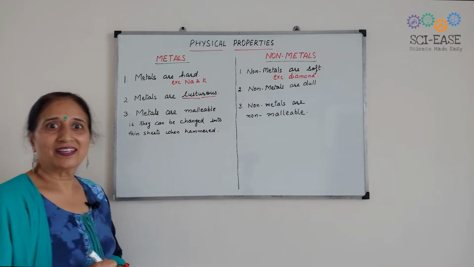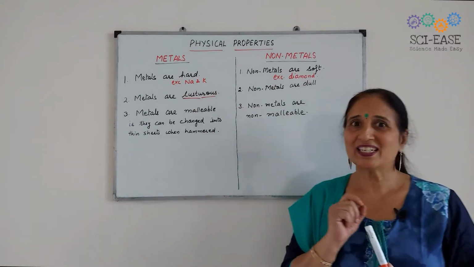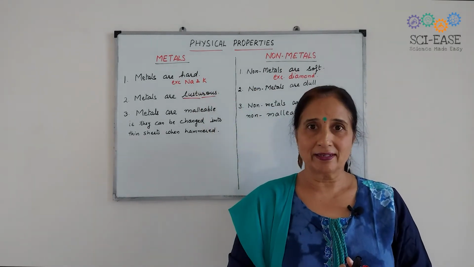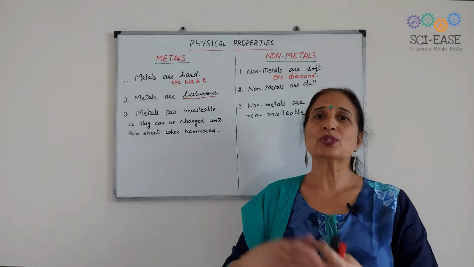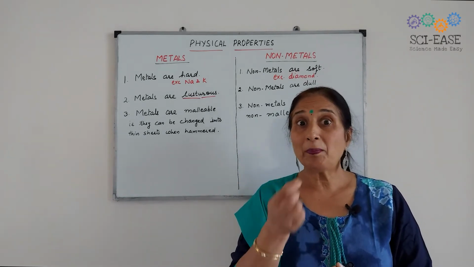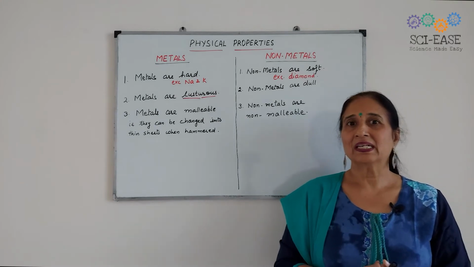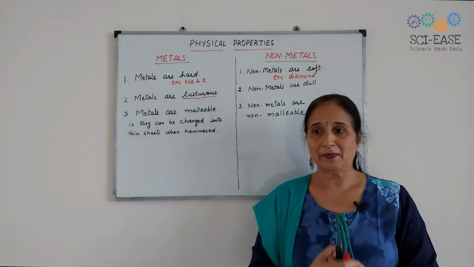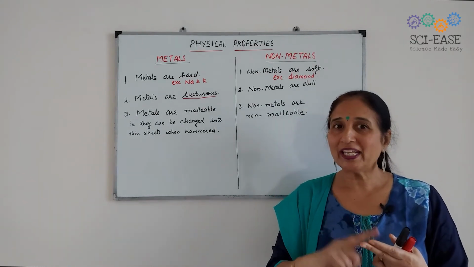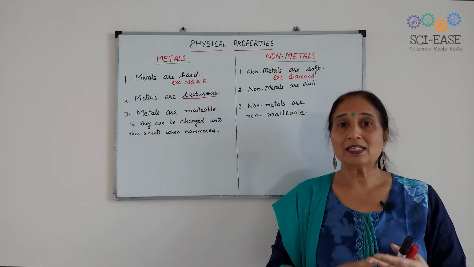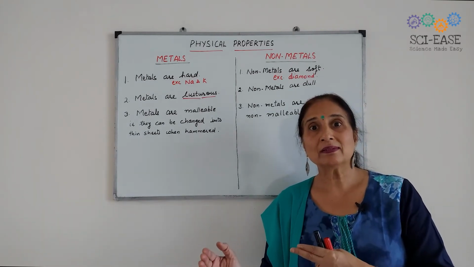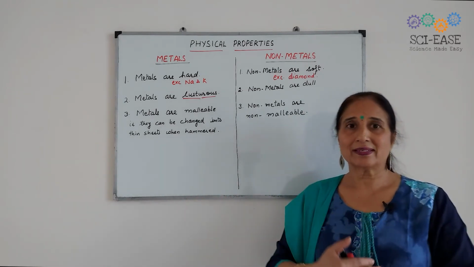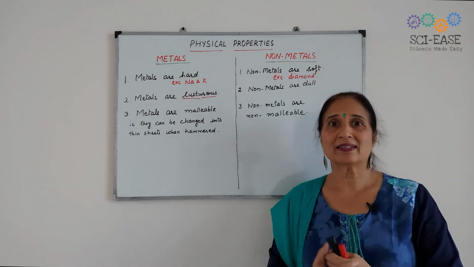Now next, again I will use one term very important. You know that in the wiring of the house or your school, copper that is used. In the same way, cable wires, they are made up of aluminium. So this is the property of the metals again. That is, metals, they can be drawn into wires. They can be changed into wires.